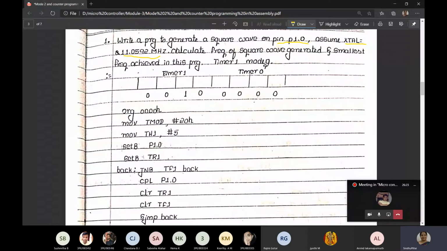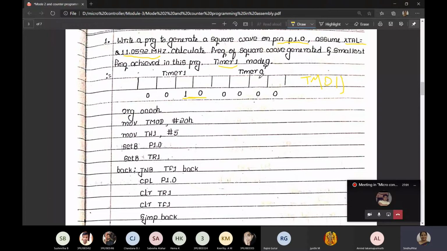See timer 0 and timer 1. Since we are using timer 1, we'll go with timer 1 in mode 2. So mode 2 means what you write? 0010. This we are writing in the TMOD register. I have not written what is there in each bit. The first one is gate, and gate should always be 0. The second one is the timer selection, that is 0. And these are for selecting the mode, that is M0 and M1. So I have written 0010.